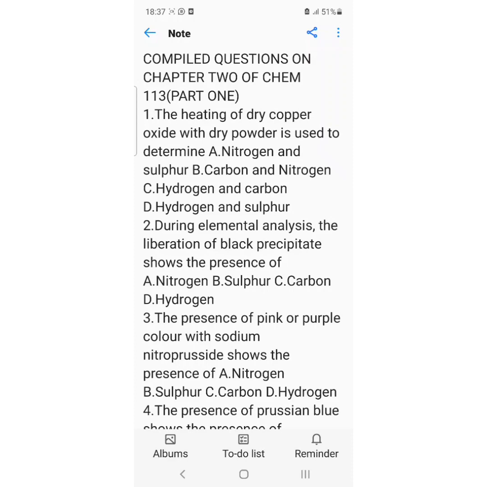Number 2 says, during elemental analysis, the liberation of black precipitate shows the presence of dash. A. Nitrogen. B. Sulfur. C. Carbon and D. Hydrogen. The answer is what? Sulfur. During elemental analysis, the liberation of black precipitate shows the presence of sulfur, which is B. This topic has been treated.